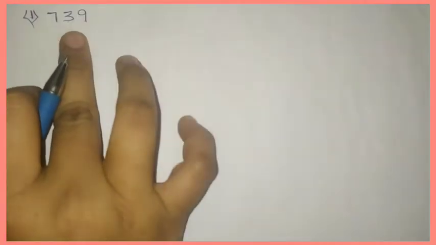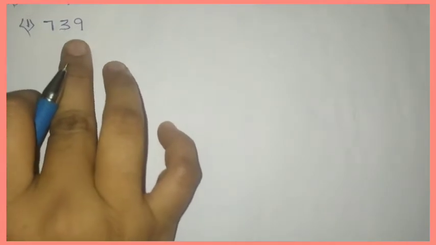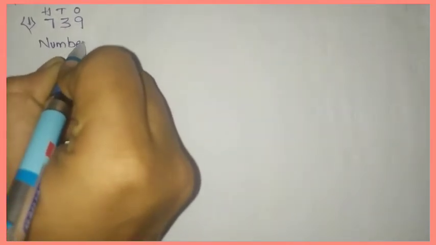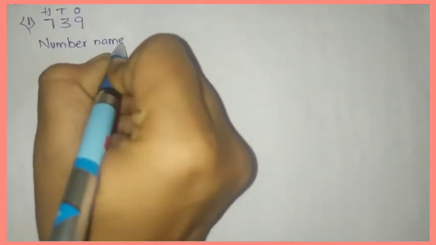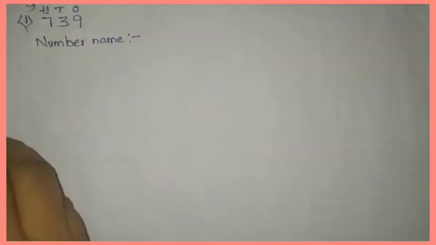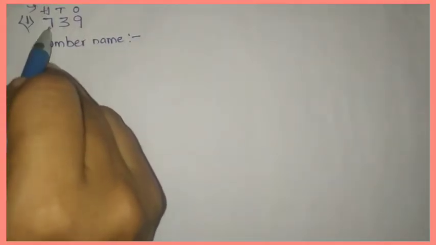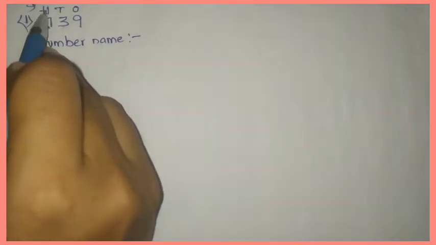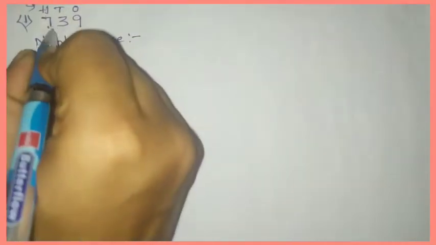Look here. For example, 739. Here 9 is in ones place and 3 is in tens place and 7 is in hundreds place. To write number name, we have to start from hundreds place. What is the digit in hundreds place? 7. So 7 is in hundreds place. So we'll write this 700 as this.